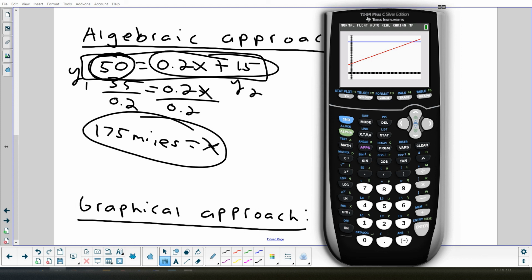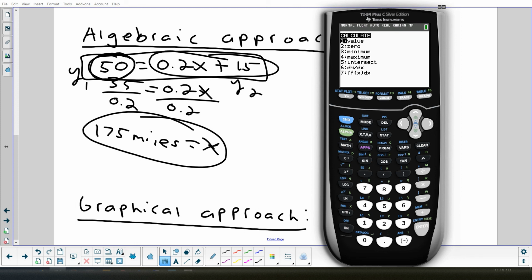To do that, you press second, trace. Right above trace is the word calc in blue. So second, trace, and you're going to get that menu. You can probably figure out which one we're going to use. Option 5.